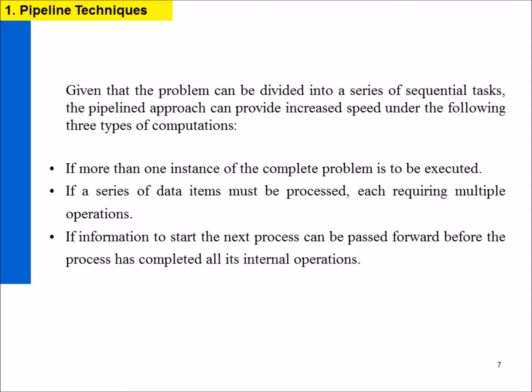Given that the problem can be divided into a series of sequential tasks, the pipeline approach can provide increased speed under the following three types of computations. Number one, if more than one instance of the complete problem is to be executed. Number two, if a series of data items must be processed, each requiring multiple operations. Number three, if information to start the next process can be passed forward before the process has completed all of its internal operations. These three solutions are identified as Type 1, Type 2, and Type 3.